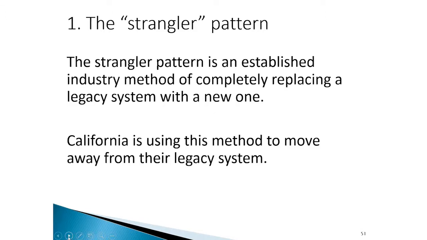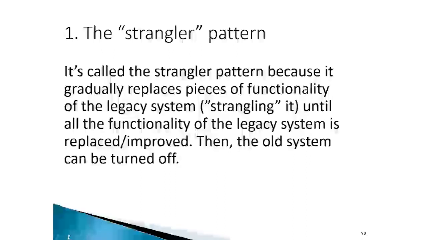So the first part, the unhelpfully named strangler pattern. So the strangler pattern is an established industry method of completely replacing a legacy system with a new one. And as I mentioned, California is using this method to move from their legacy system to a new CCWIS system. So the reason why this is called the strangler pattern is because it gradually replaces pieces of functionality of the legacy system, that is, strangling it, until all of the functionality of the legacy system has been replaced and improved. And then and only then, when all of that functionality has been replaced, the old system is turned off. So what that means is that caseworkers and users will be using both systems, both the new system and the old system, at the same time.